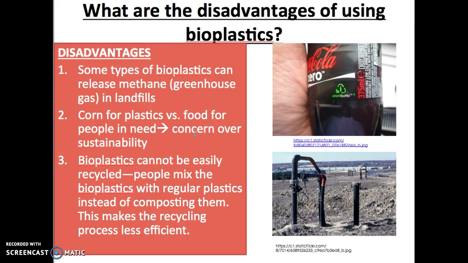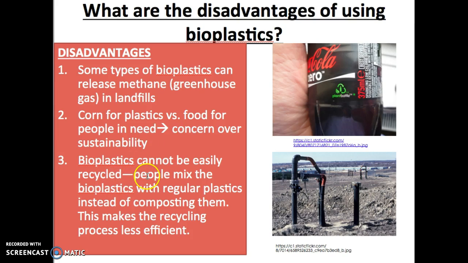Another disadvantage is that there's a debate that the corn used to make these plastics could have been food for people in need. So, we use lots and lots of plastic items. If all of those plastic items were going to be made out of corn, there's a concern over sustainability and food sources. And there's also a concern over if all of these things are made out of corn, is it going to raise up food prices and make food less accessible for people in need?